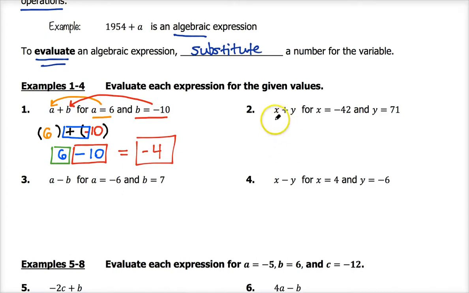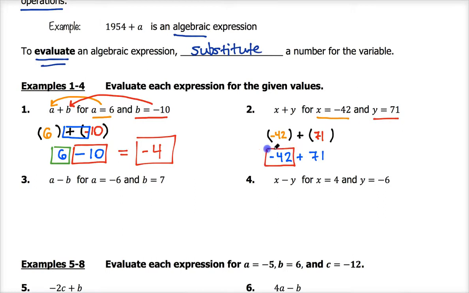Okay, number 2, this time I have x plus y. X is equal to negative 42 and y is equal to 71. So I'm going to replace x and y with parentheses first. Keep my addition sign there in the middle. I'm substituting negative 42 for x and positive 71 for y. So no double sign this time. This time my problem is just negative 42 plus 71.